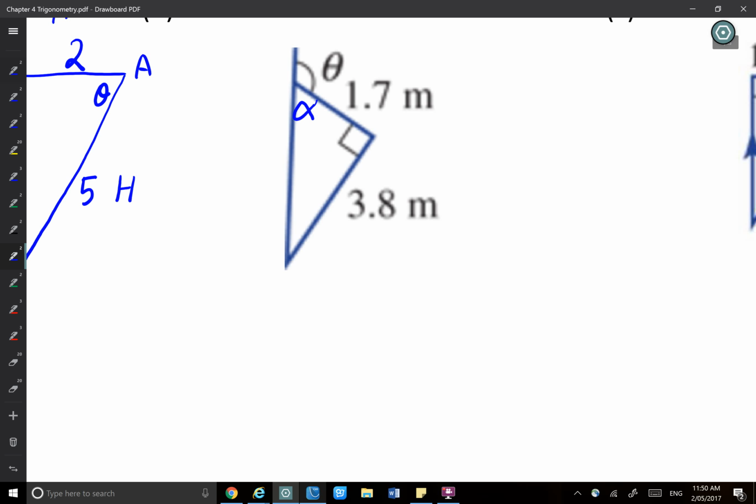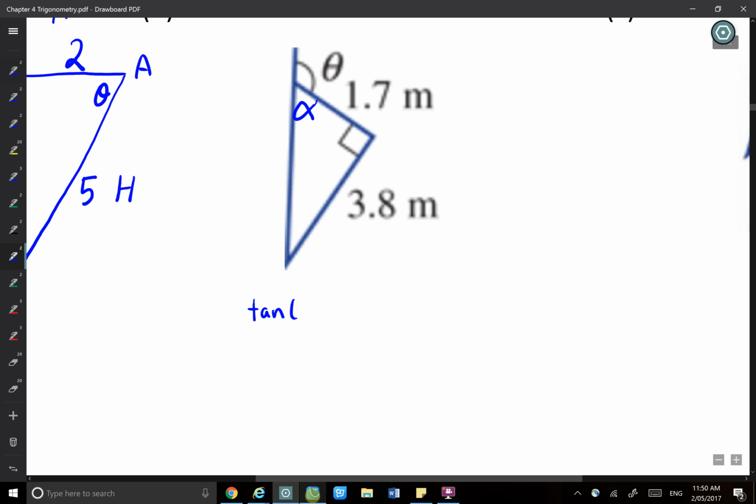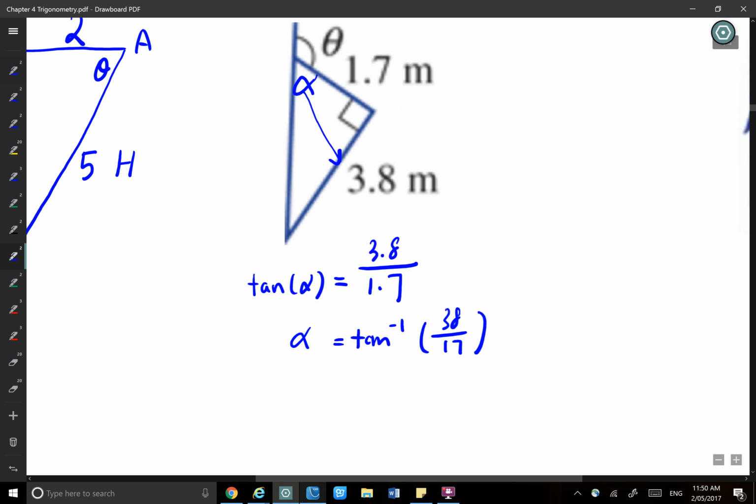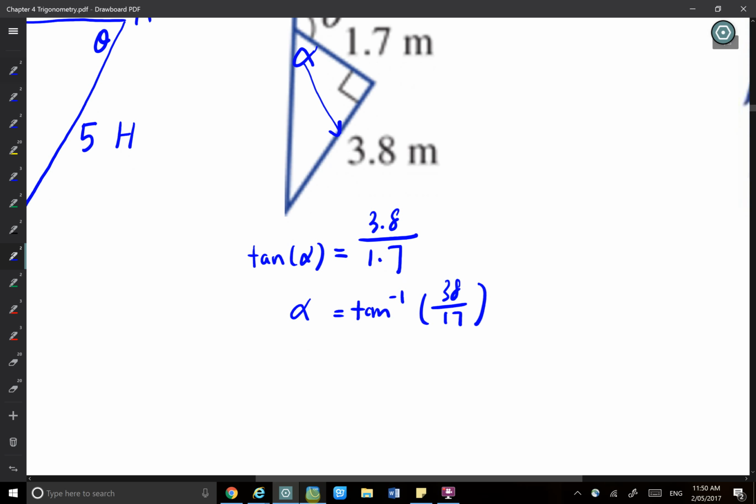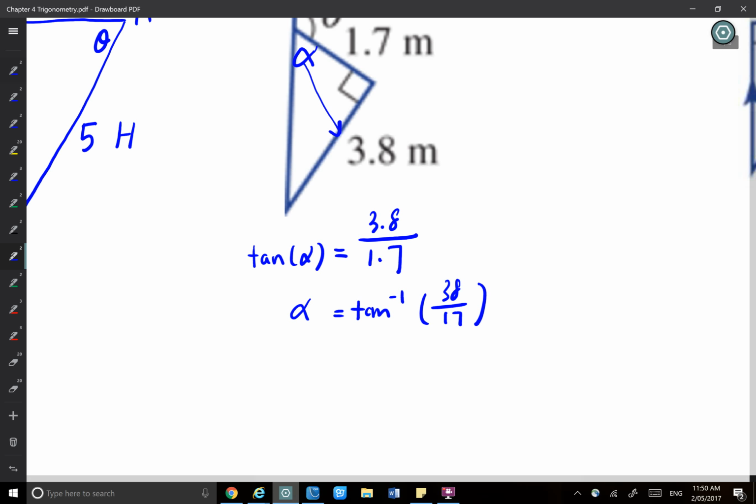So how can I set up a relationship between alpha and 1.7, 3.8? Sine, cosine, tangent, which one will I use? Tan. So tangent alpha will equal, opposite is that one, so 3.8, over adjacent, which is 1.7. So alpha will equal tangent inverse 38 over 17. Just enlarge by 10 times. Alpha, let's keep that. That's a value already.